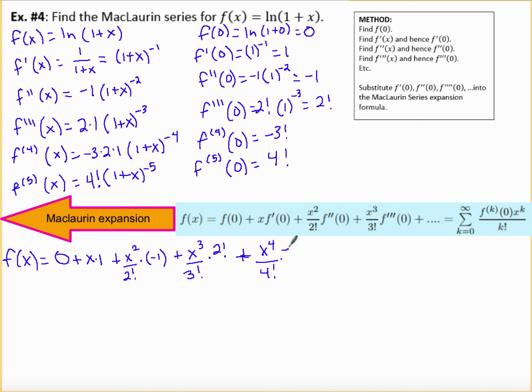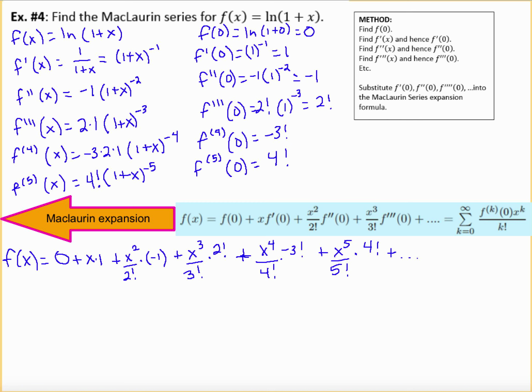Let's just write negative 3 factorial because the negative's on the outside. It's the 3 that's getting the factorial on it. And x to the 5th divided by 5 factorial. And we're going to multiply that by the 5th derivative at 0, which is 4 factorial. And this pattern is going to continue going. So I like to put the plus dot dot dot, so that indicates that that's going to continue expanding.